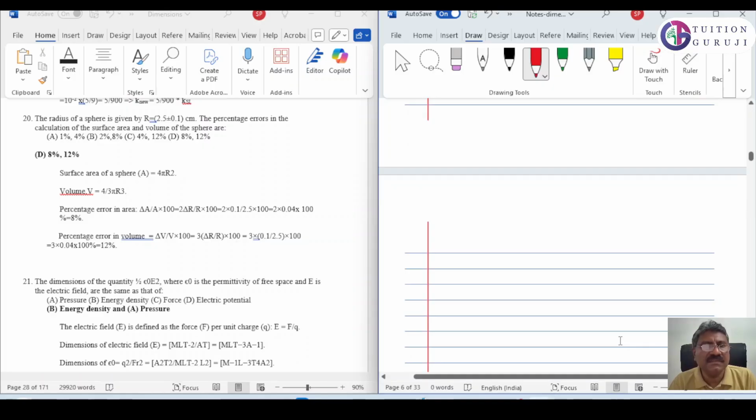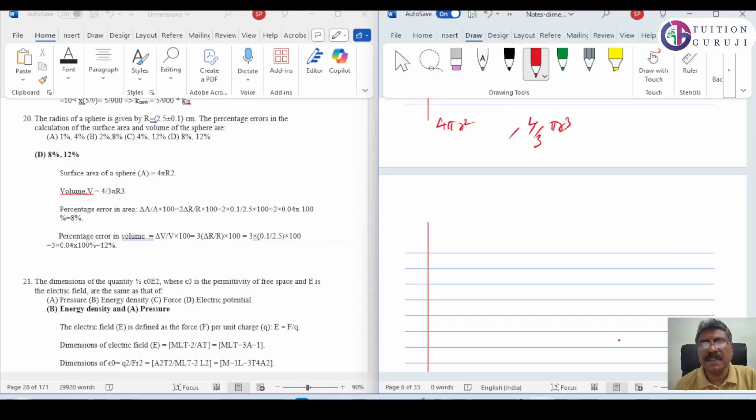So the next question is, the radius of a sphere is given as r is equal to 2.5 plus or minus 0.1 centimeter. The percentage errors in the calculation of surface area and volume of the sphere. Surface area, we know what is surface area, 4 pi r square. And what is the volume? 4 by 3 pi r cube.